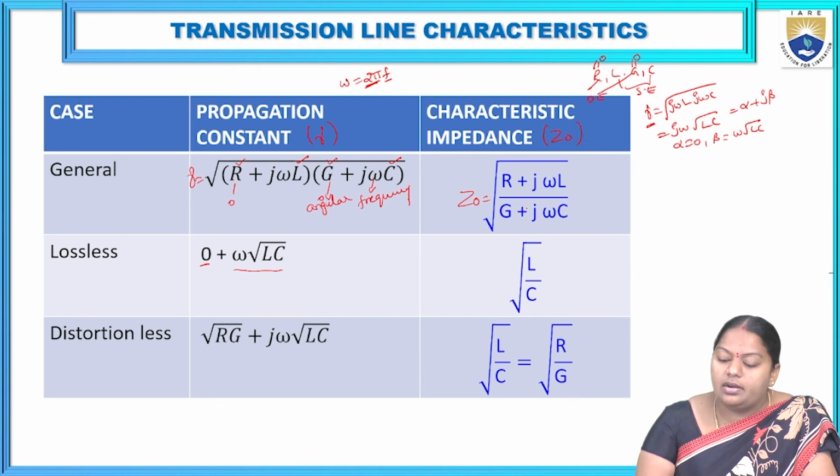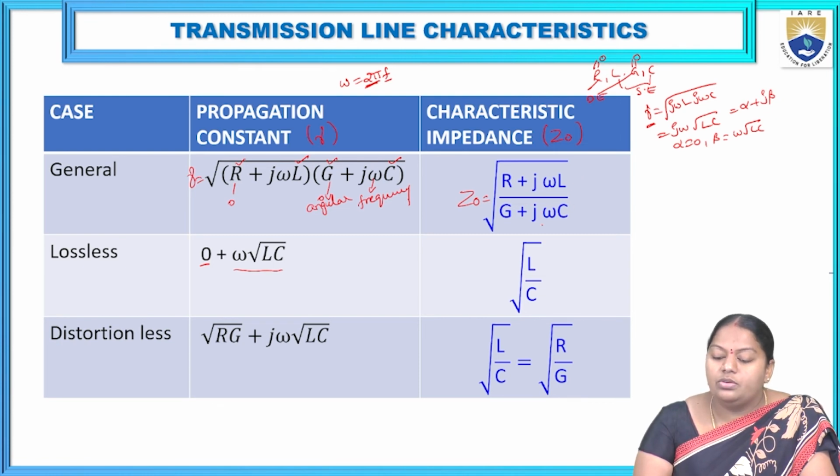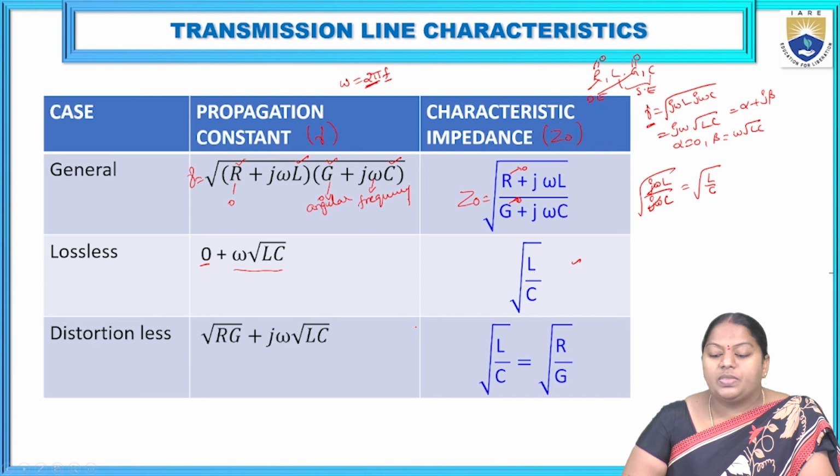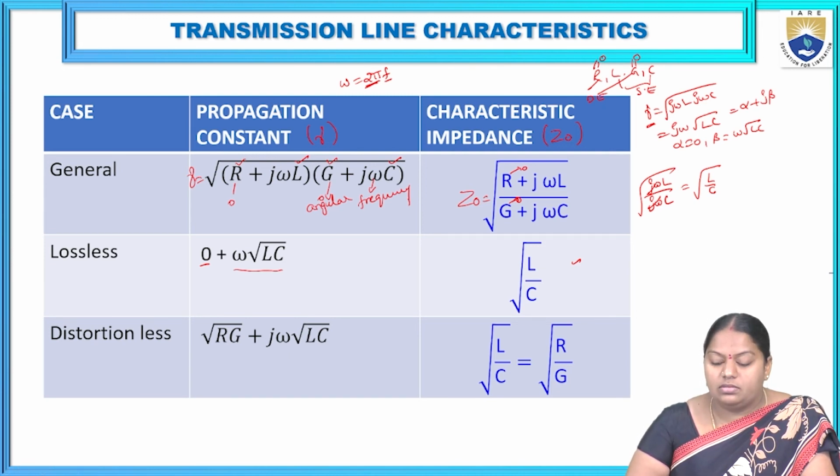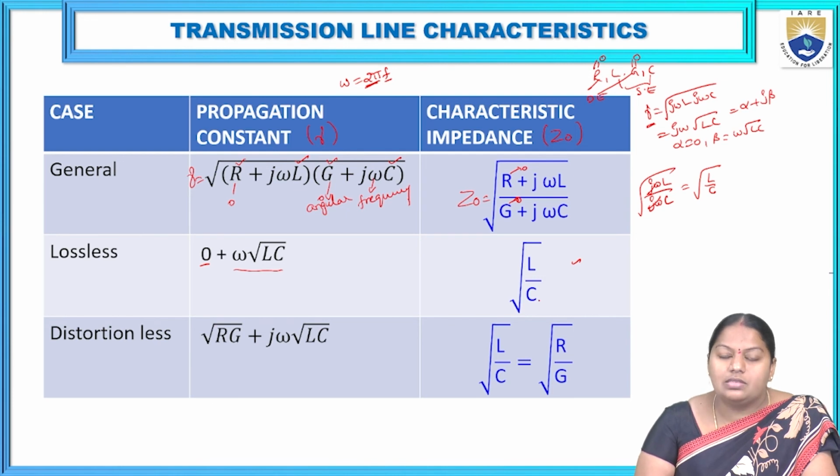Okay, and then the characteristic impedance. Now, in general, characteristic impedance is given by root over R plus j omega L by G plus j omega C. Now, in that, you just substitute again R by 0 and G by 0. Then it becomes root over j omega L by j omega C. Then j omega gets cancelled. Root of L by C is obtained for the lossless transmission line characteristic impedance. Okay, root of L by C.